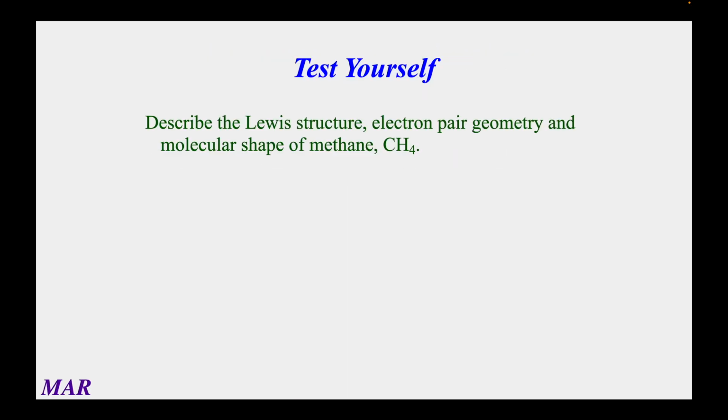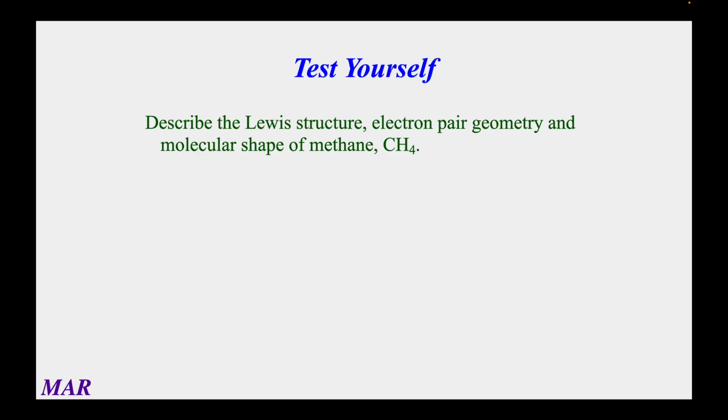Let's test ourselves here, and let's describe the Lewis structure, electron pair geometry, and molecular shape of methane. What we would do here is, first of all, find the Lewis structure for CH4. We'll build it, and once we do that, we can figure out the number of clouds around the central atom and number of bonding and lone pairs to find the EPG, electron pair geometry, the MG, or molecular shape, molecular geometry, and we can even find the bond angles here for methane, CH4.